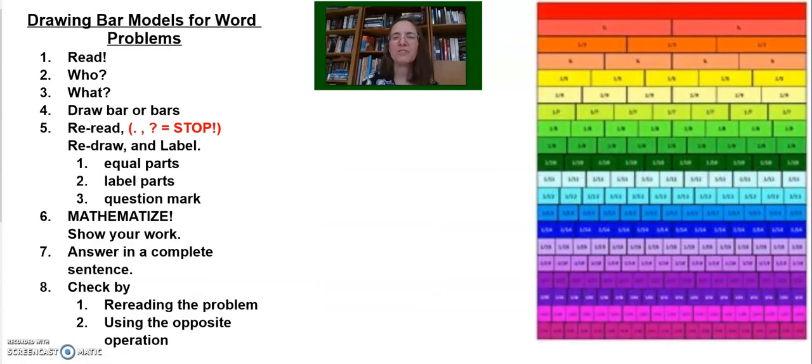Oh my goodness, you guys, there's so many different ways that we can work on fractions with word problems. But for me, it's the bar models that are saving me every time. Draw, draw, draw.